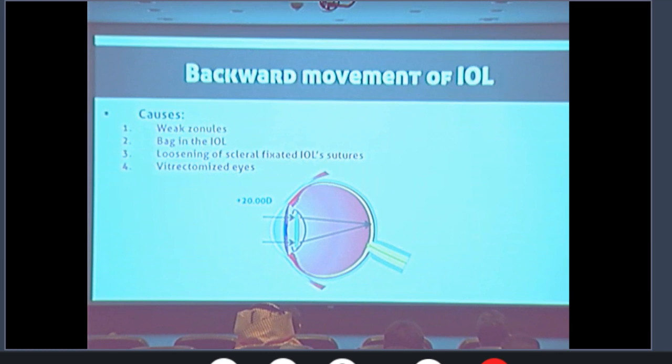Backward movement of the IOL: if you have weak zonules or zonulopathy, bag-in-the-lens IOL, loosening of scleral fixated or iris sutured IOL, or a vitrectomized eye. So what refractive error do you expect if you have backward movement of the IOL? Hyperopia.